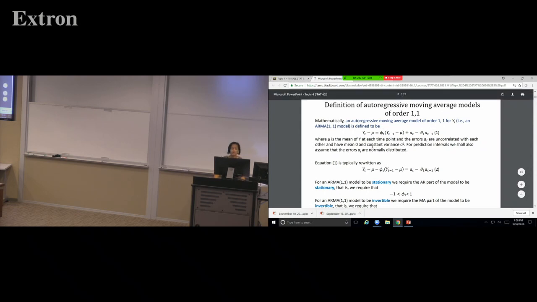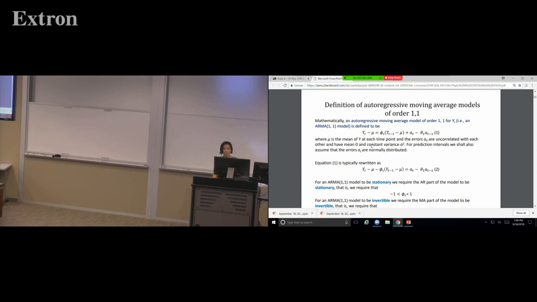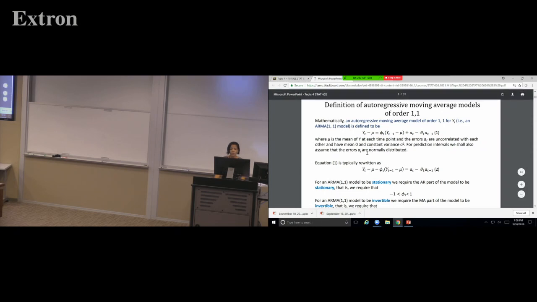Here, mu is the mean of y at each time point, and the errors are the white noise that we expect, where they're uncorrelated with each other, with mean 0 and constant variance. If we're going to take our model to the next level for prediction intervals, we should assume that those errors are normally distributed. So we're going to need to look at that.